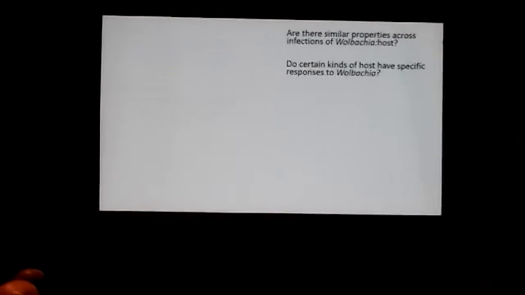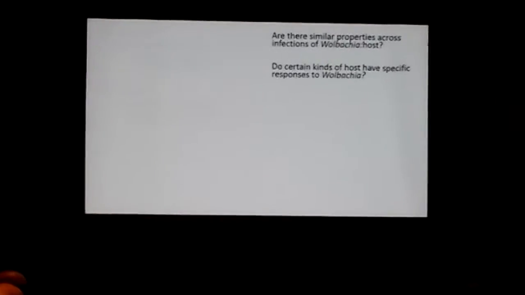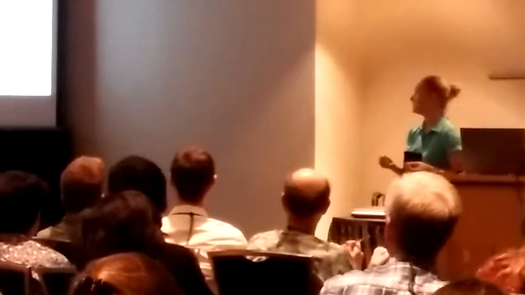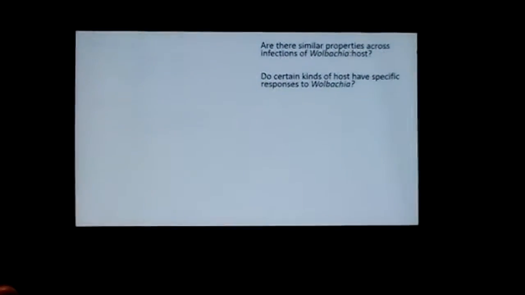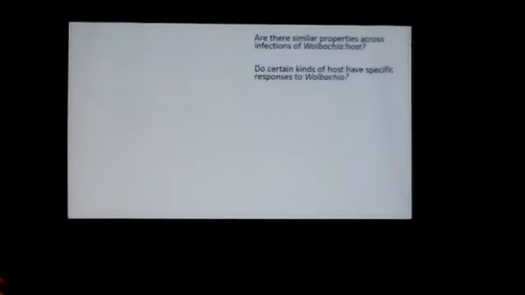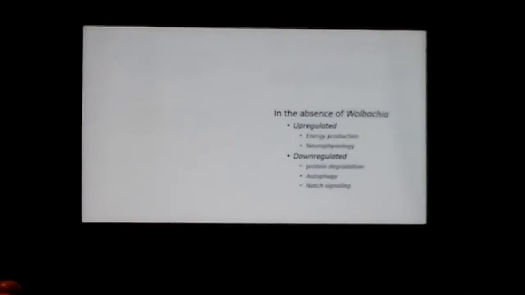What I wanted to ask was whether there are similar properties across infections of Wolbachia in these different hosts. When you take Wolbachia out, do you see similar gene up and down regulations? And do certain kinds of hosts have specific responses to Wolbachia? You'd expect that with things as diverse as nematodes and arthropods, there would be nothing in common. But that's not actually what I found.